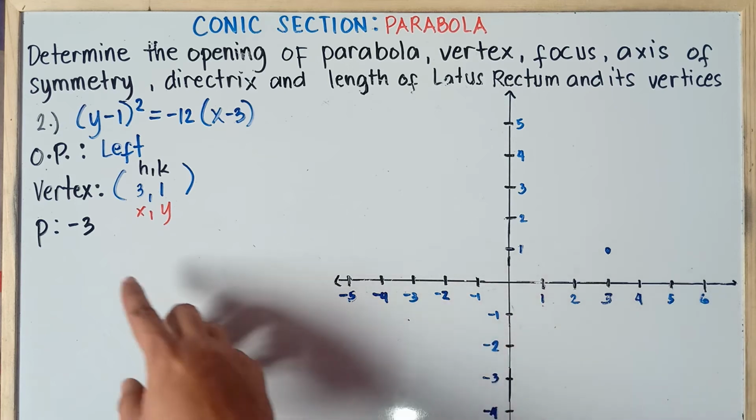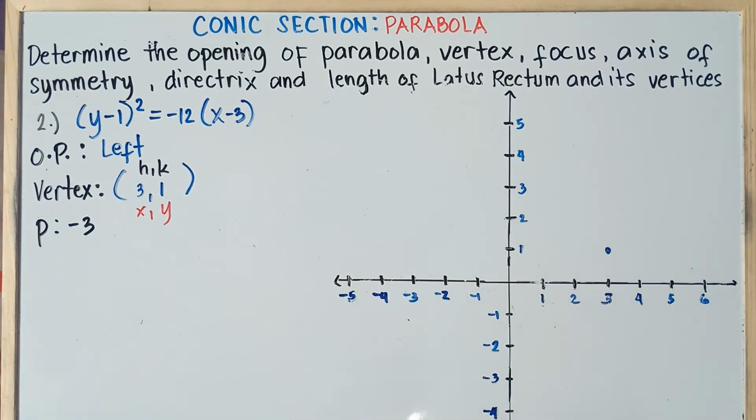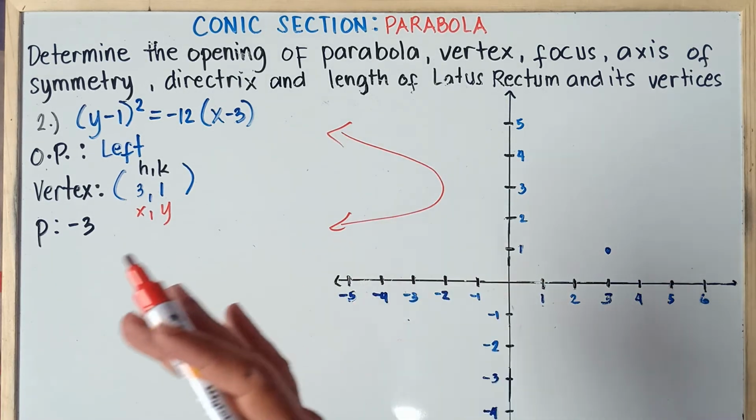Sir, why is it left? Because this is negative 3. Move 3 units to the left. And always remember this one, class. This will be our graph, right? Our parabola opens to the left.